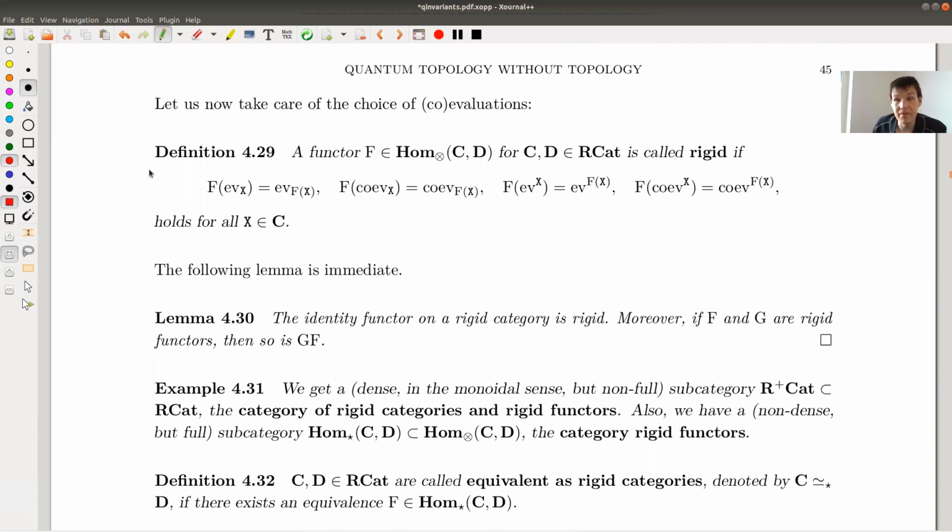And okay, even though a monoidal functor preserves dualities, a monoidal functor does not necessarily need to preserve evaluations and co-evaluations. Remember, there was a choice involved. And you would just call a monoidal functor rigid if it does. So it's between two rigid categories, and it sends the evaluation on one side to the evaluation on the other side. Same with the co-evaluations, and either left or right.